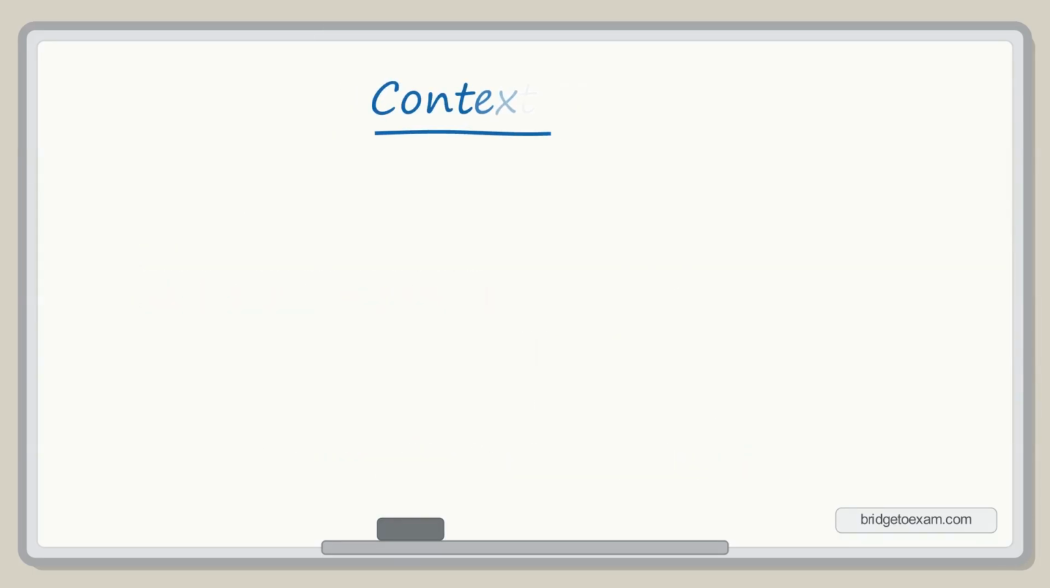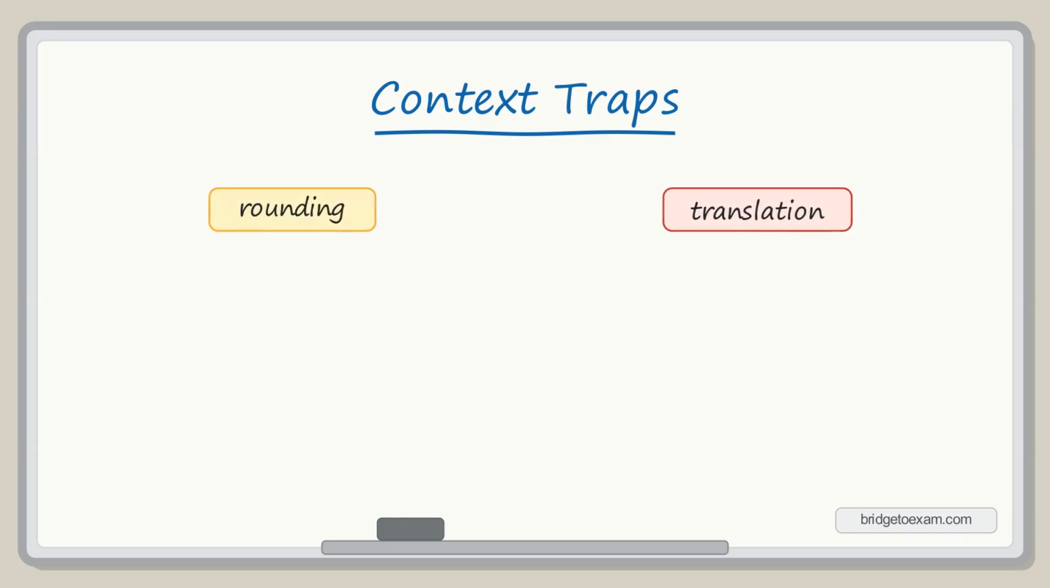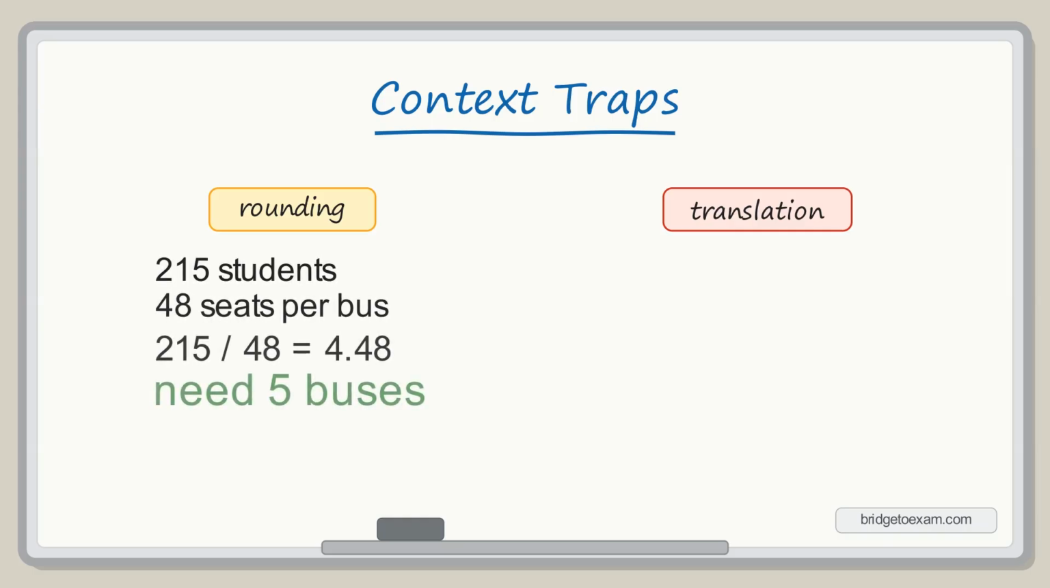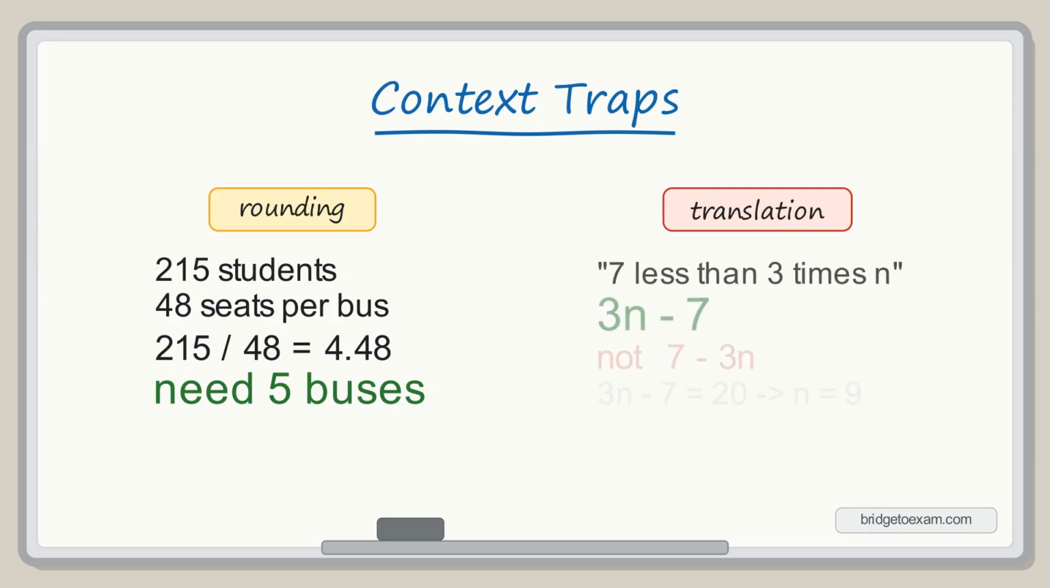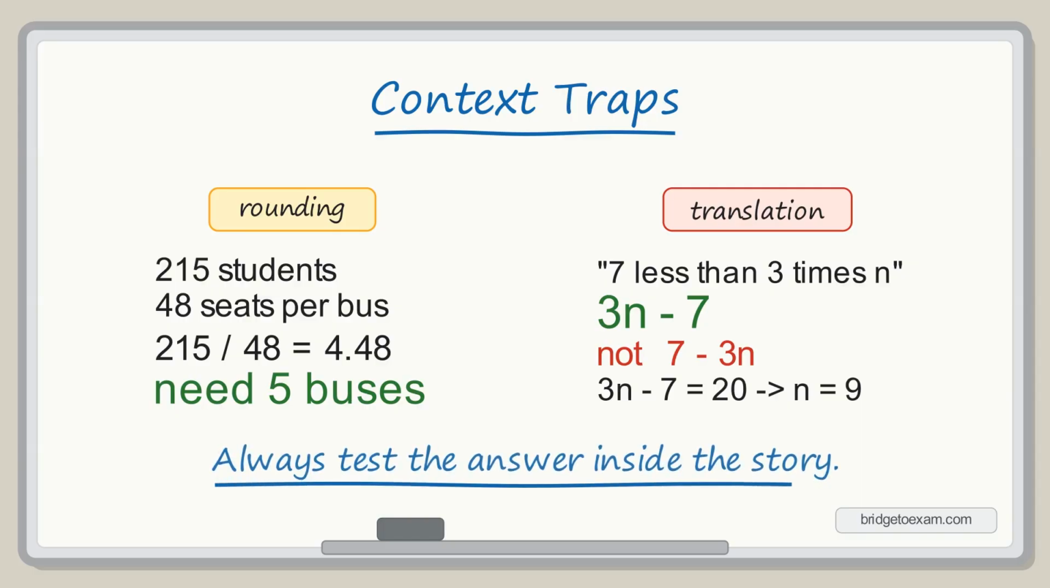Two common traps are rounding and translation order. 4.48 buses is not a real answer, so a minimum capacity question needs 5 buses. Also, 7 less than 3 times n means 3n minus 7, not 7 minus 3n.